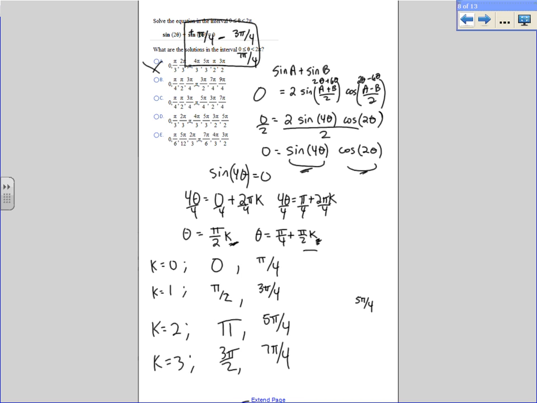Let's do that. So 5 pi over 4, pi over 4, 3 pi over 4, 7 pi over 4. I don't know where that sign came from. Okay. Now, so we got all these darn solutions here.